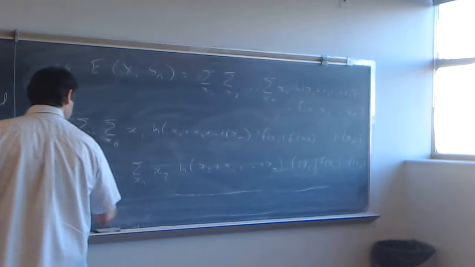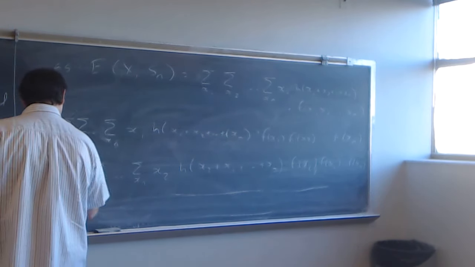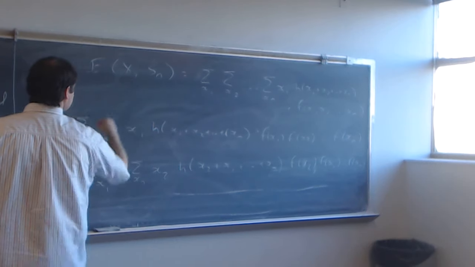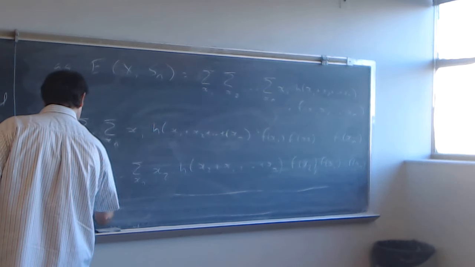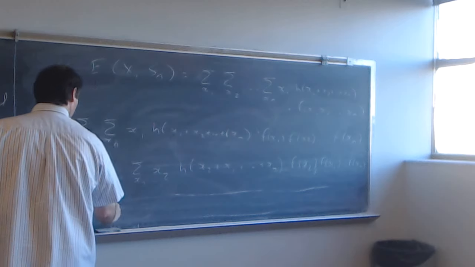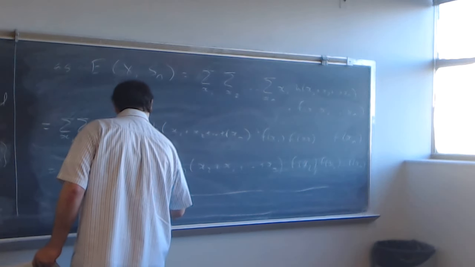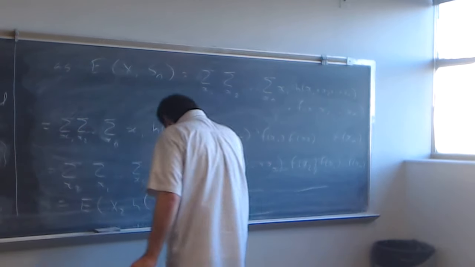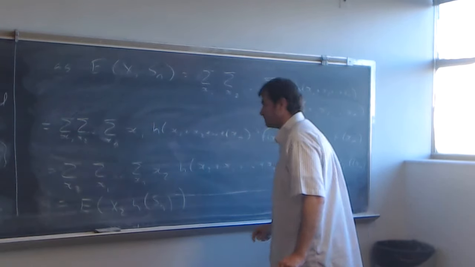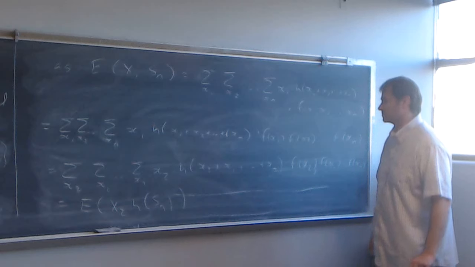And that, due to the independence, we can just work backwards, and we get that's the same thing as the expected value of x2 times h of S of n. So they're the same. Okay?